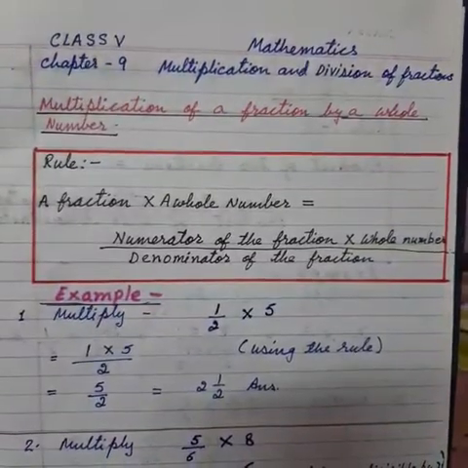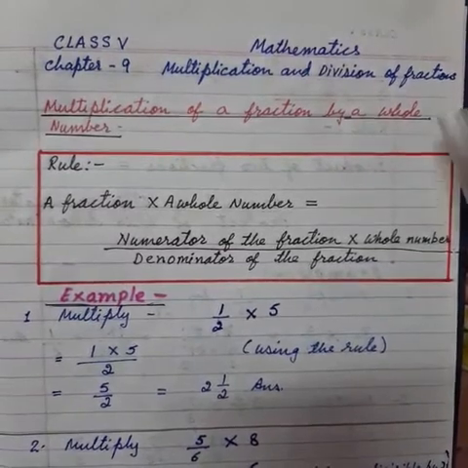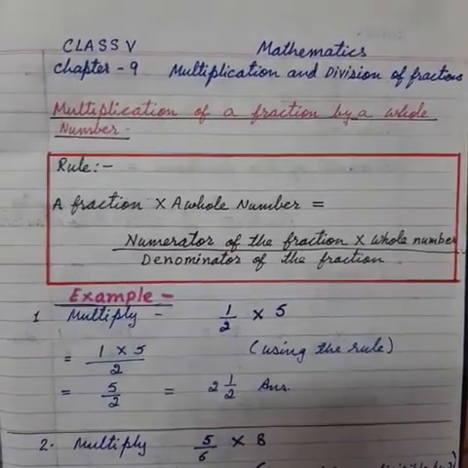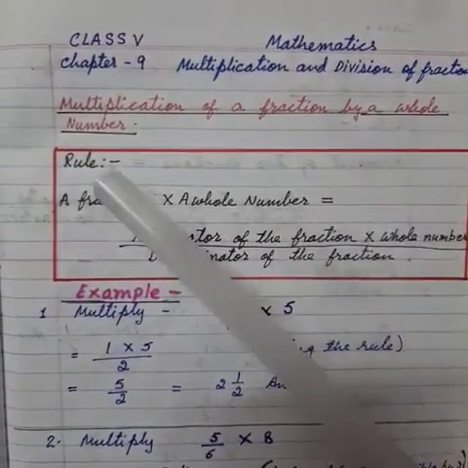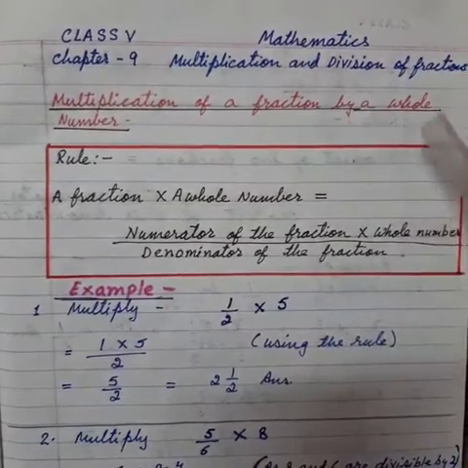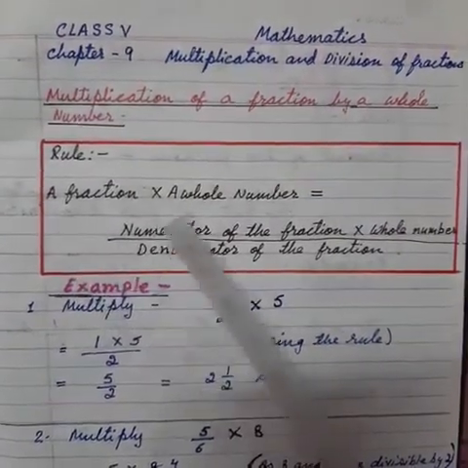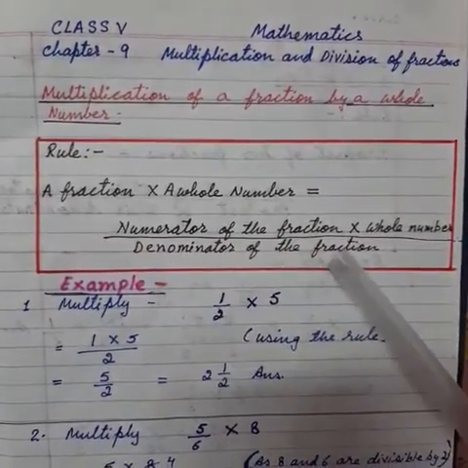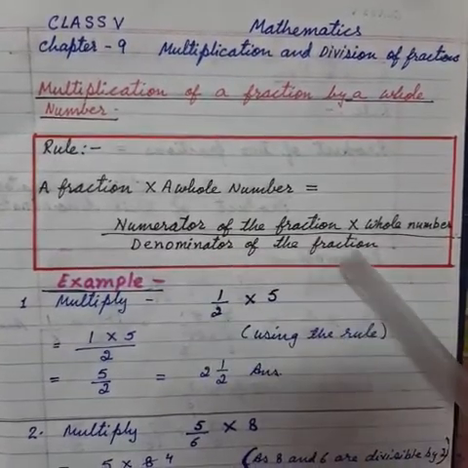Class 5, this is your chapter 9, multiplication and division of fractions. You already know that fractions have two parts, the numerator and the denominator. So here we will study multiplication of a fraction by a whole number. The rule is: a fraction times a whole number is equal to the numerator of the fraction times the whole number, upon the denominator of the fraction.